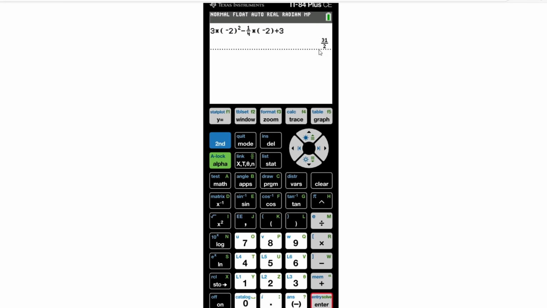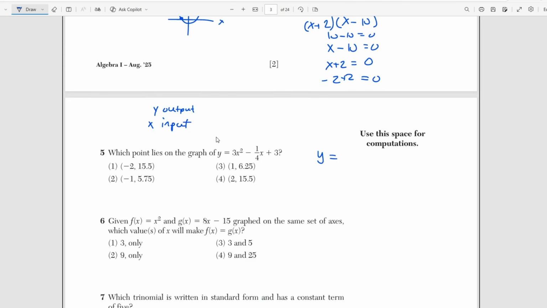Now I can convert this into a decimal by pressing alpha, y equals, and then pressing 4, or scrolling down where it says f to d. This represents fraction to decimal. If I click enter, I know that my y output is 15.5. So when we input an x value of negative 2, this function gives us a y output of 15.5. Now guess what? That matches up with this point. So this has to lie on the graph because the graph outputs this point, okay?